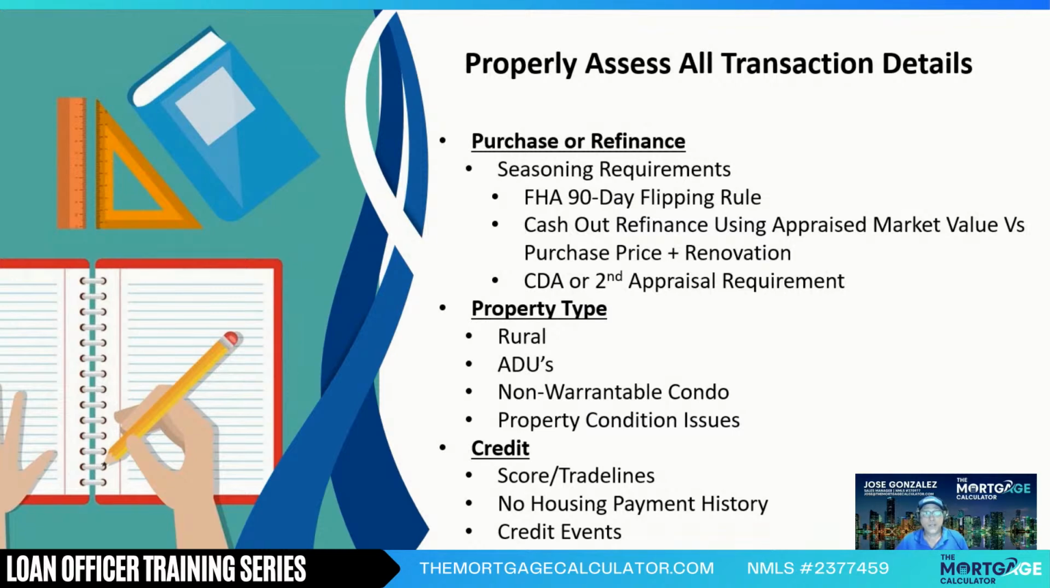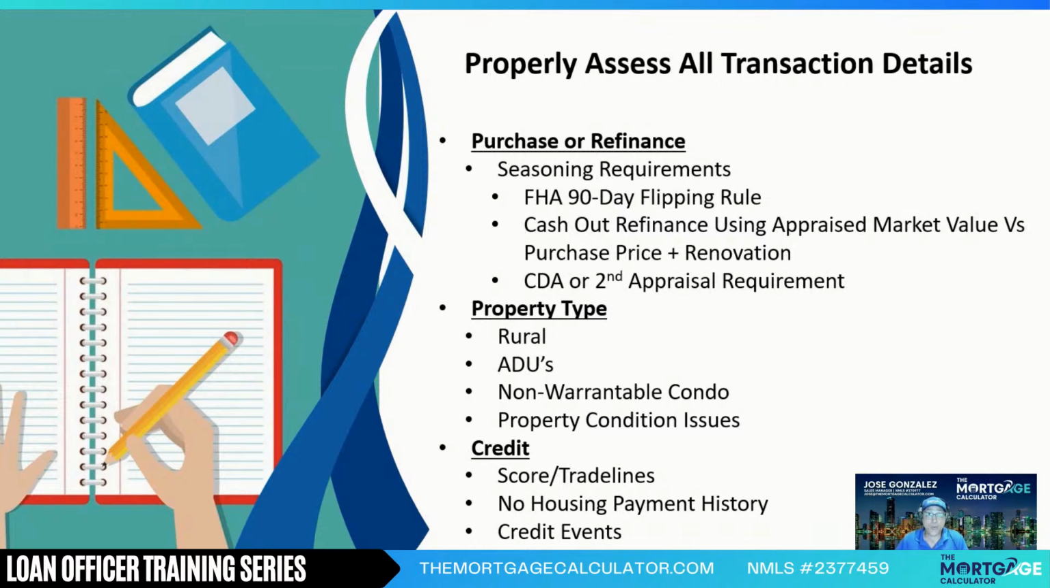So first, obviously, if the property is a purchase or refinance, then you have seasoning requirements, right? Besides the value of the property and all that, that has nothing to do with guidelines. Guidelines is seasoning requirements, right? If it's an FHA loan, remember the FHA 90-day flipping rule. You can't get into contract until day number 91 of an FHA loan where the seller is reselling a property that they just purchased. Day 91 is when you can legally enter into a contract.